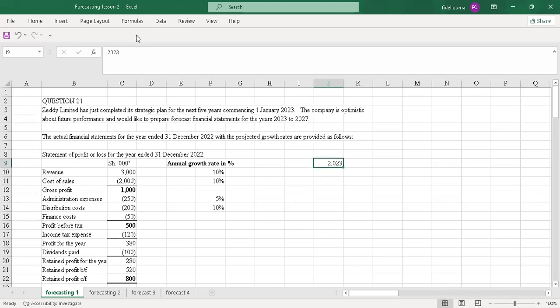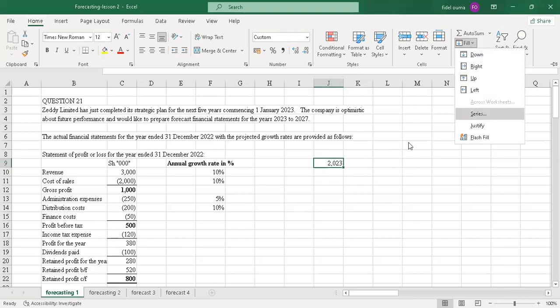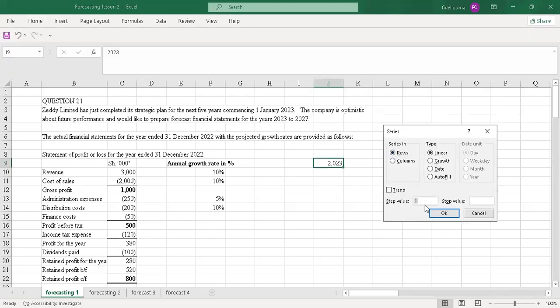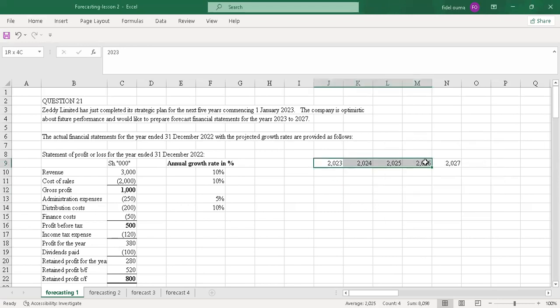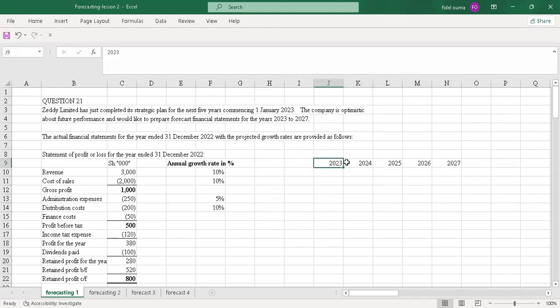Then I told you the quick way to fill: you just go to fill, then you go to series, and you check, is it in a row? It's in a row. Then my step value is 1. Then I'm ending in 2027. Then you say okay, so these values fill automatically. Then just come here and change to general. Yeah, so we'll have from 2023 to 2027.